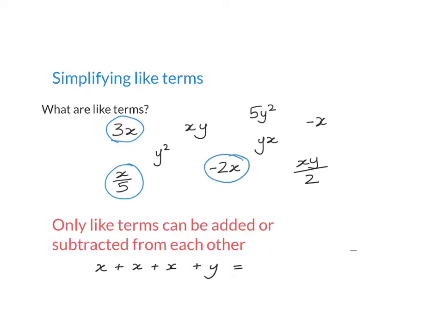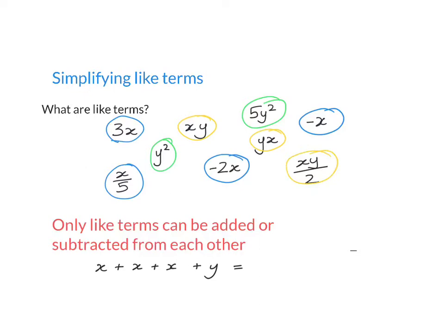Here's another like term, negative 2x and negative 1x. Those are all terms that can be added together. Y squared is one variable. Another one that could be added to y squared, I've got 5y squared. And lastly, I've got an xy. That's the same as y times x. So that's a like term, which is the same as x times y divided by 2.